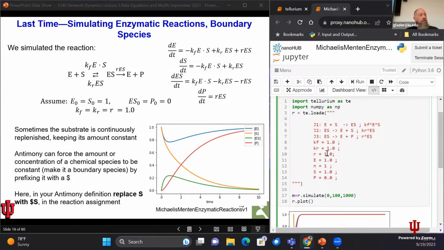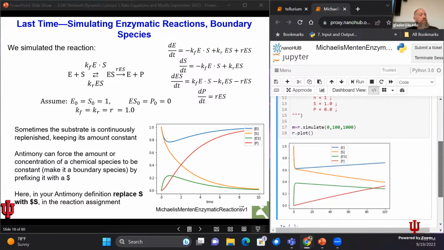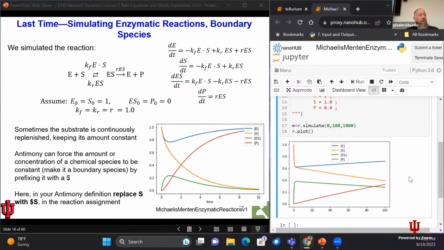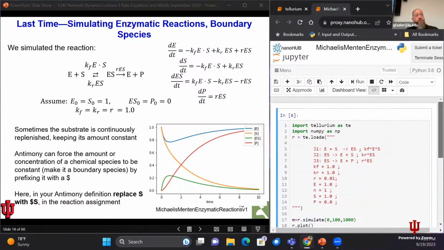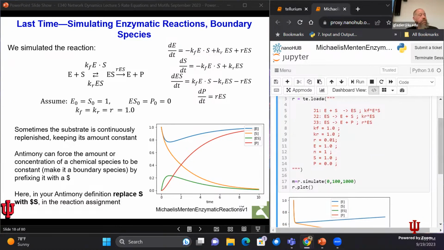And I make the decay rate, which is R, smaller. What happens to the shape? I make the decay rate much smaller, then effectively I'm in that quasi-steady state regime. So maybe I was wrong about that value. So you can play with this and we can see what happens.